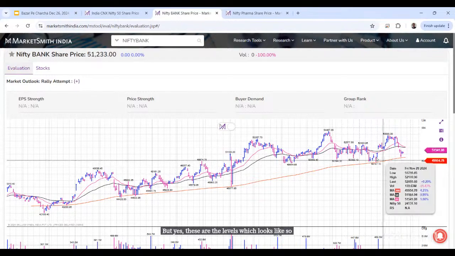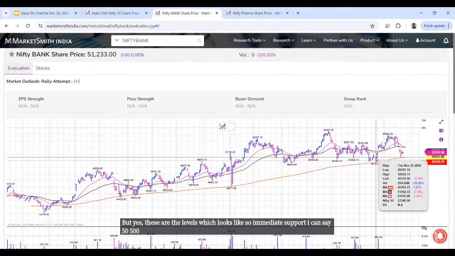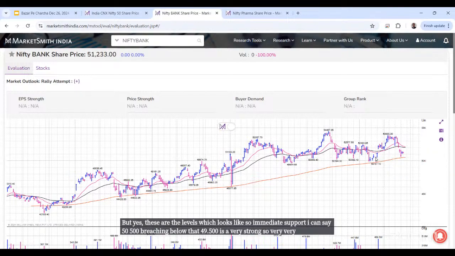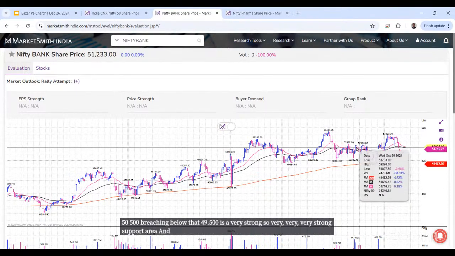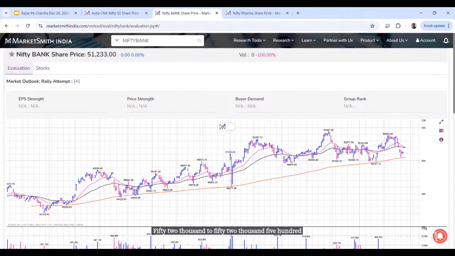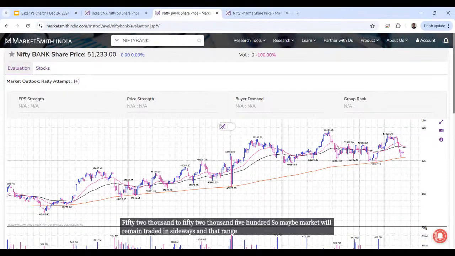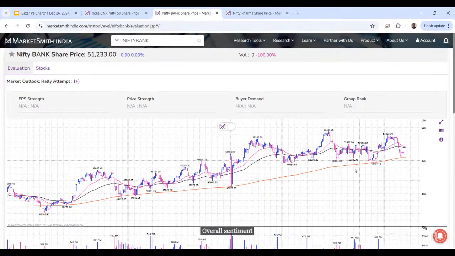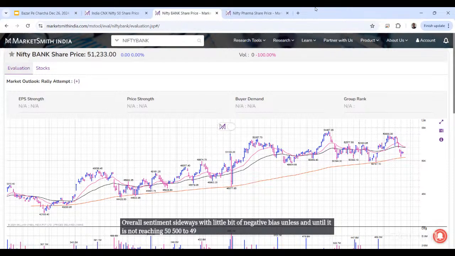So immediate support, I can say 50,500, and breaching below that, 49,500 is a very, very strong support area. And on the upside, resistance is placed in the range of 52,000 to 52,500. So maybe the market will remain sideways, and that range is 50,500 to 52,500 kind of zone. That is a 2,000-point range in the next couple of weeks in Bank Nifty. Overall sentiment is sideways with a little bit of negative bias, unless it breaches 50,500 to 49,500.